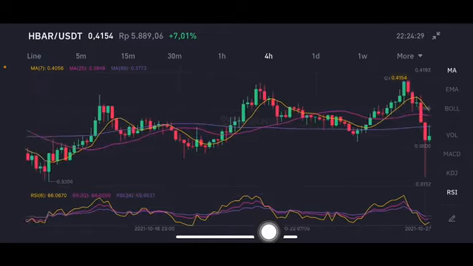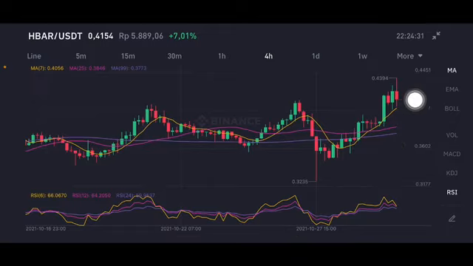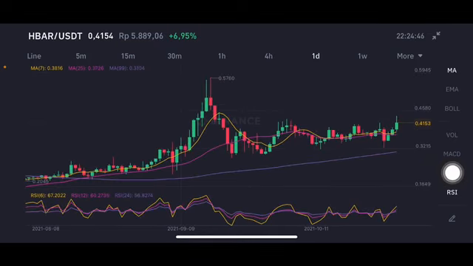For the moving average here, the price has already gone to the moving average 7 at 0.4056 US dollars. If the price is still above that point, then there is still an opportunity to go up. But if it breaks that point, the next support should be at the purple one, 0.3773 US dollars.